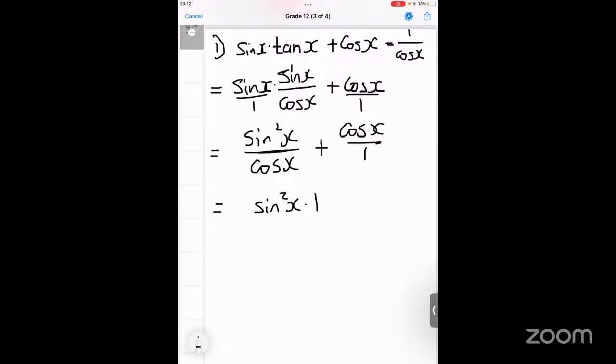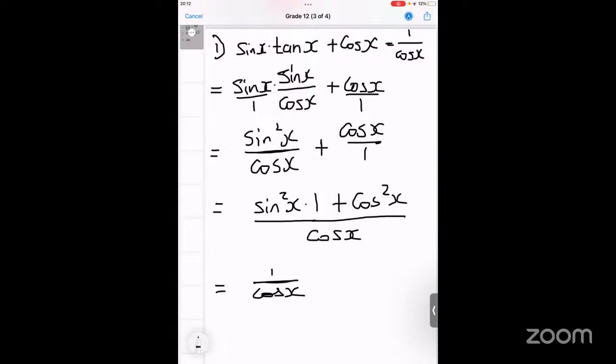Over, everything should be over cos x. Plus it should be plus cos x plus cos squared x. I agree. Because sine squared x plus cos squared x gives us a value of 1, because it's an identity, sir. Yes, 100%. So that means it is therefore proven.